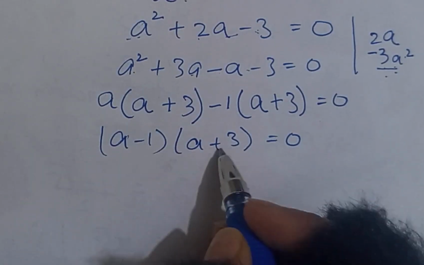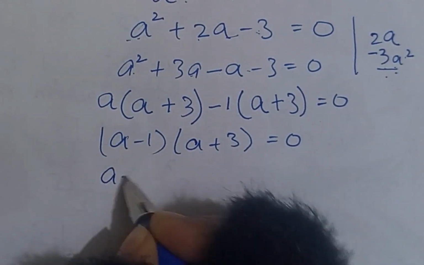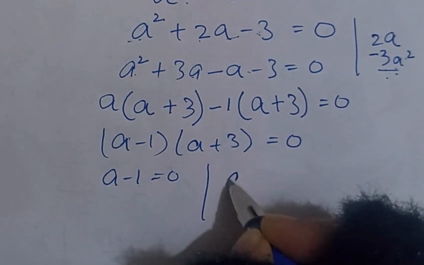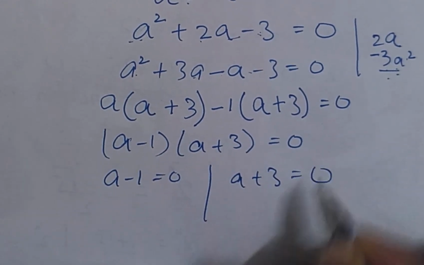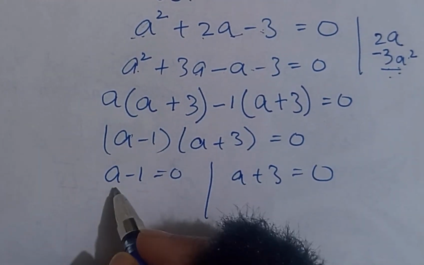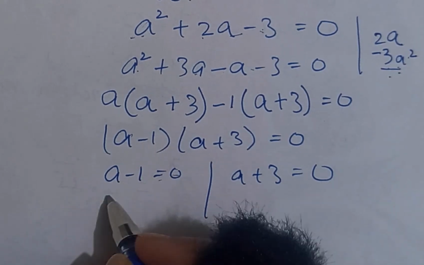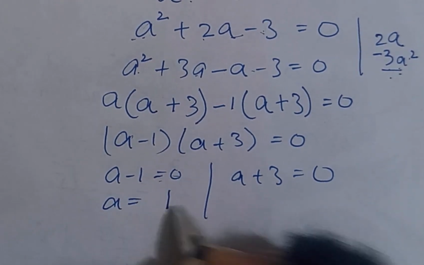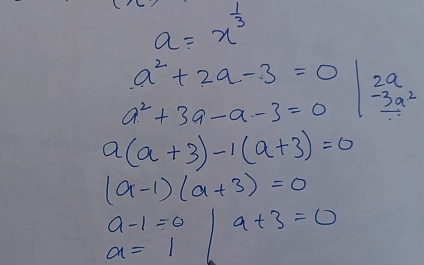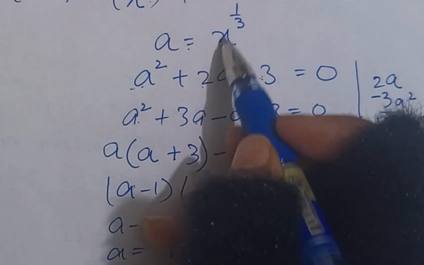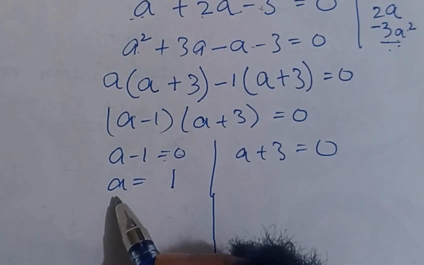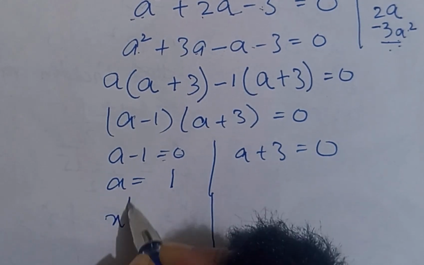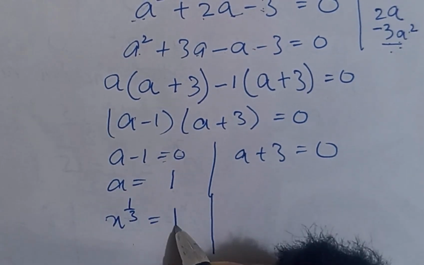So this implies one of them must be equal to 0. So a minus 1 is equal to 0, or a plus 3 is equal to 0. Now in the next step, look at this. If we add 1 on both sides, then we get a is equal to 1. In our question, we let a be equal to x raised to the power 1 over 3. So we replace a by x raised to the power 1 over 3, and it's equal to 1.